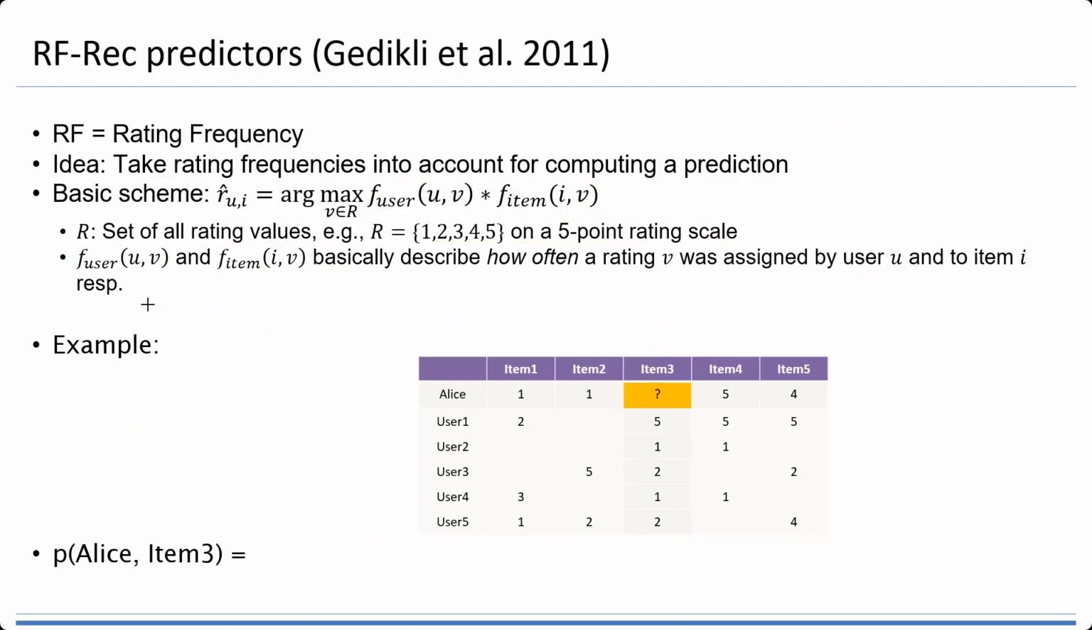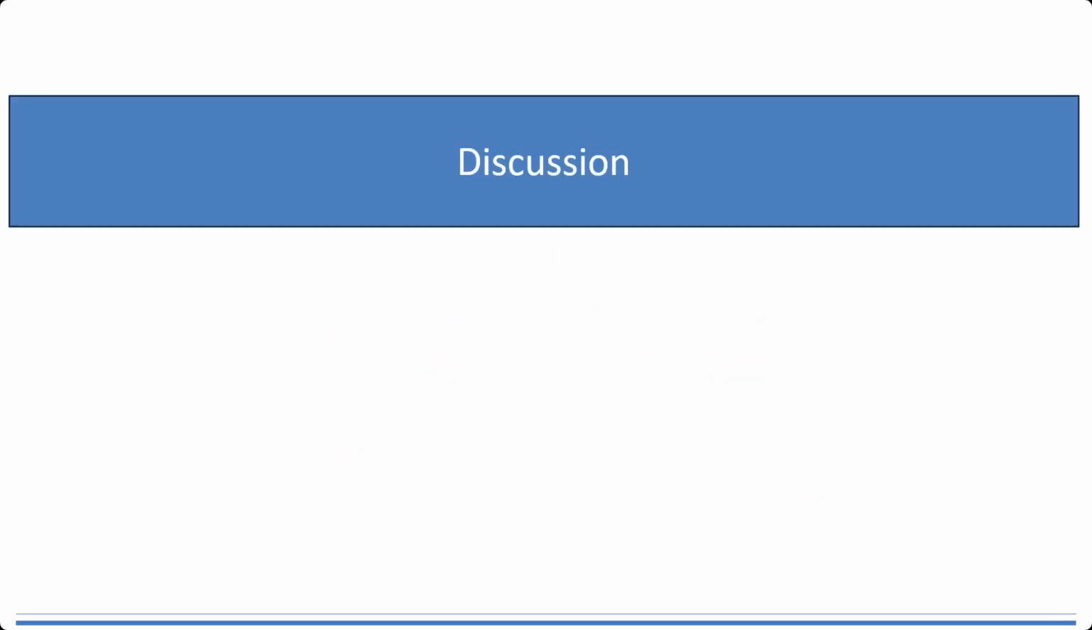Okay. So here, because there are 2 of Alice and then there are 2 of item 3, then we can have the prediction that Alice will be 1 for the item 3. So we learn a lot of algorithms for filtering.